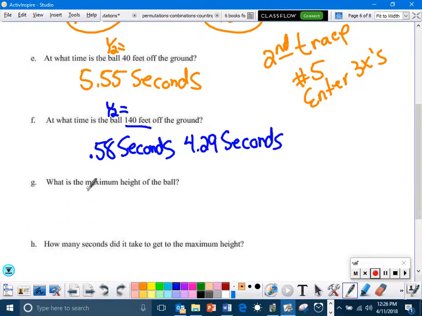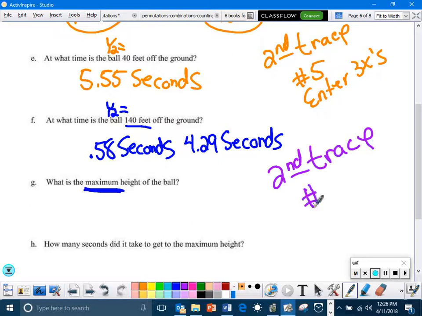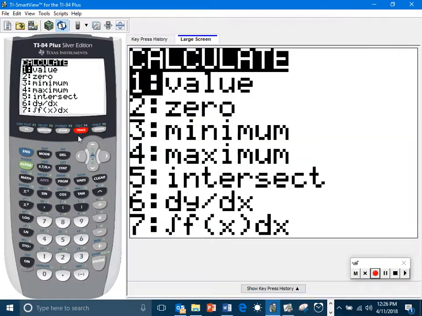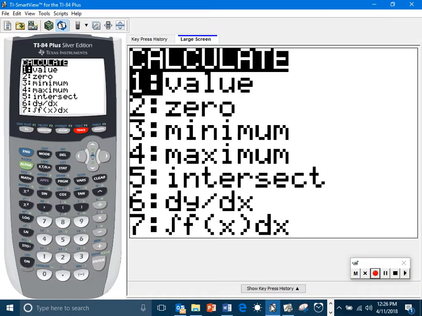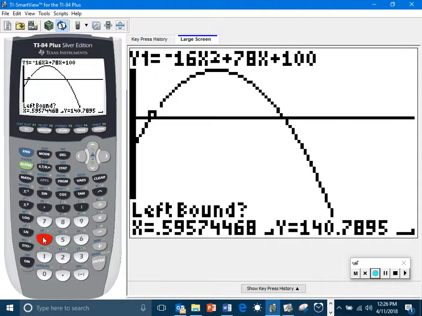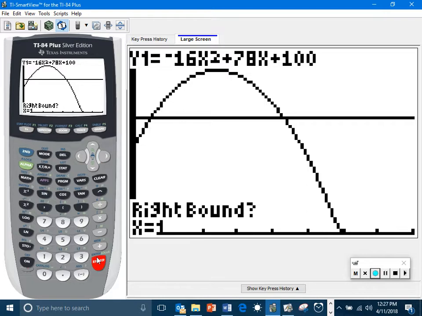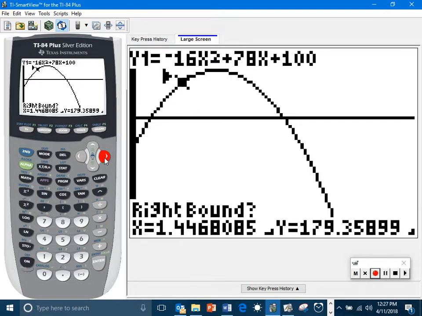Okay. What is the maximum height of the ball? That would be the vertex. So we're going to do second trace, and the maximum is number 4. I'm going to stay on the, okay, so it says left side. I am on the left side. I'm going to hit enter once. I'm going to move it around to the other side. My calculator is slow, sorry. As soon as I'm on the right side, I'm going to hit enter twice.